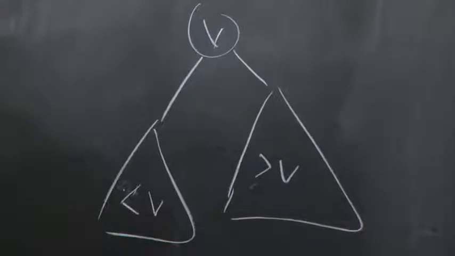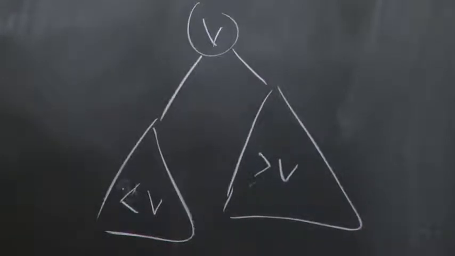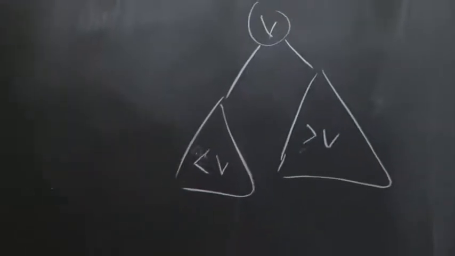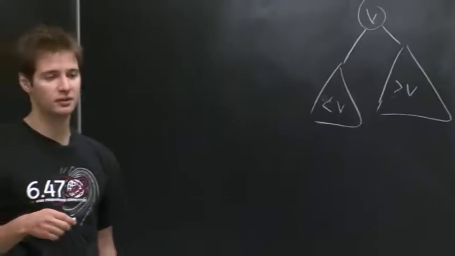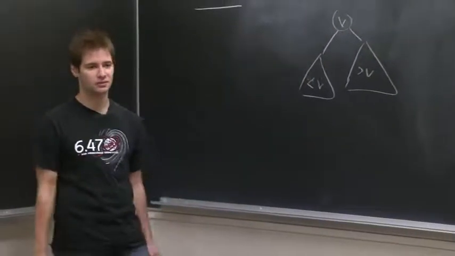And this allows us to do search quickly, because if you're looking for a key, say you have numbers in your tree and you're looking for 5, if you arrive at a node whose value is 4, you go right. If you arrive at a node whose value is 7, you go left.